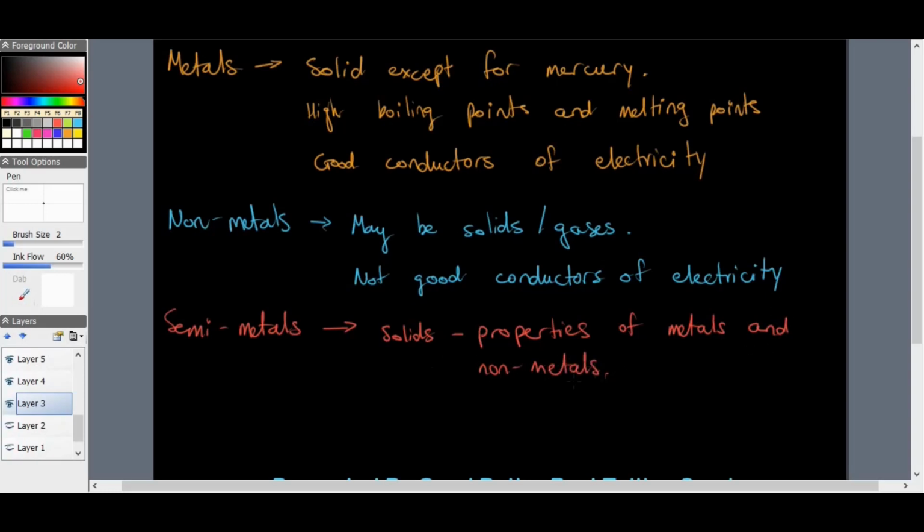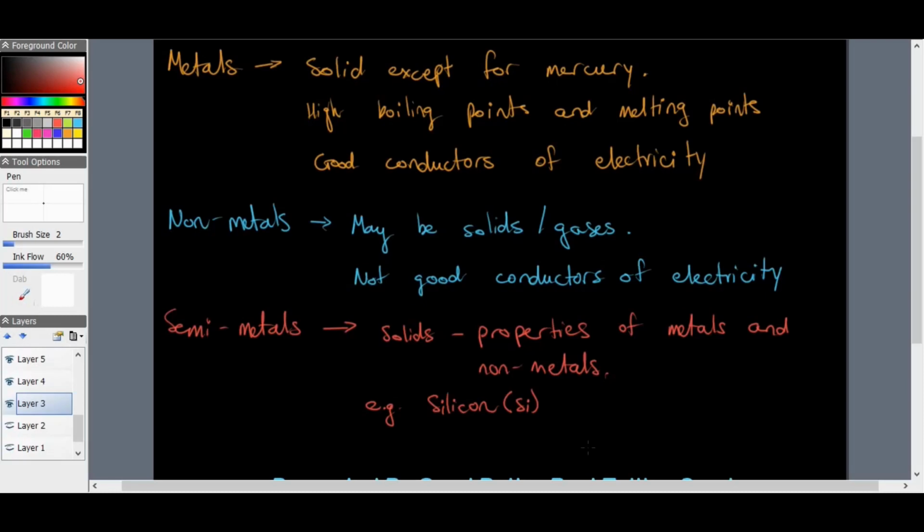Let's take for example here silicon. We have silicon over here, which is Si on the periodic table. If you have a periodic table with you and you'd like to go check where it is, go ahead. It is a solid element that is shiny like a metal, has that metal property, but it is a poor conductor of electricity as well as a poor conductor of heat, just like a non-metal.